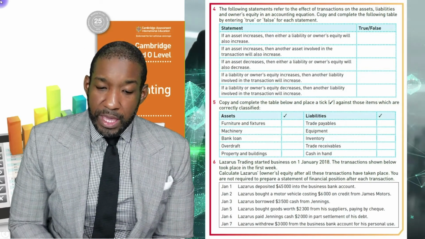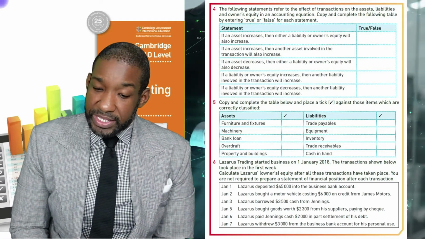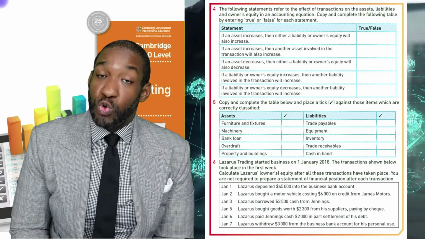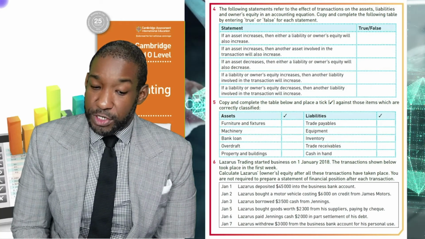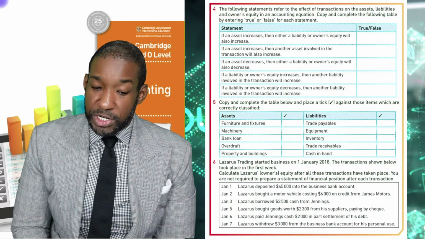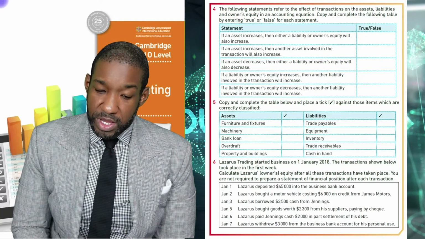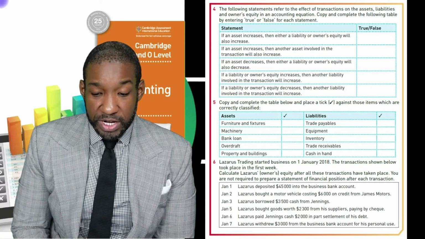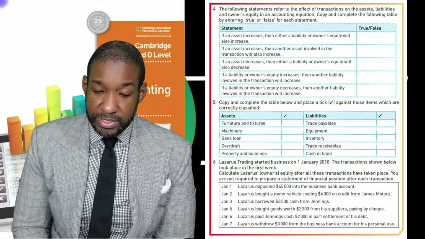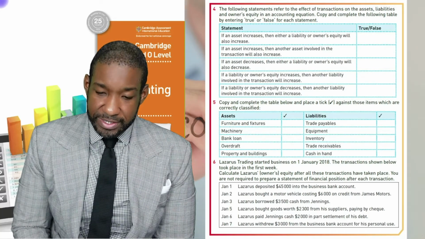Number 5. Copy and complete the table below and place a tick against those items which are correctly classified. So we have assets, furniture and fixtures, machinery, bank loan, overdraft, property and buildings. Liabilities, we have trade payables, equipment, inventory, trade receivables, and cash in hand.